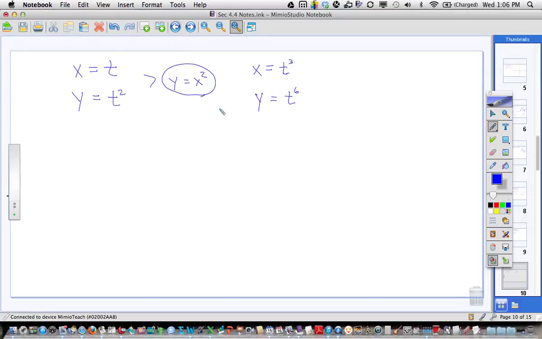That's called eliminating the parameter, eliminating the t. That's something you're going to maybe do on the quiz. You're definitely going to do some of it in the homework. Now that's about as easy as it gets right there, if x equals t, right? You just substitute, you put it in, okay?